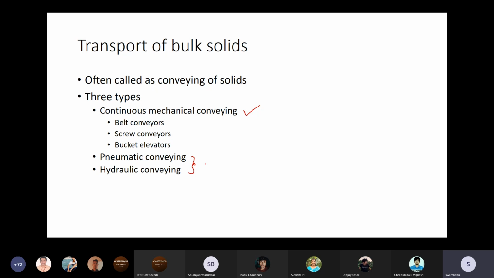I will talk about other advantages and disadvantages when I talk about pneumatic conveying. Basically, the quick way to understand which one to use when is this big classification. Smaller particle size: pneumatic conveying, hydraulic conveying. Bigger particles: continuous mechanical conveying. Continuous mechanical conveying is open to the atmosphere, so it should not lead to dust formation.